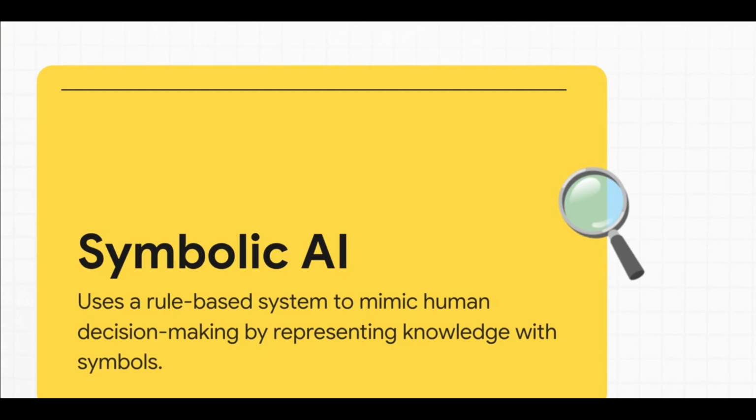Okay, so what is it? For the exam, you've got to remember this key phrase: rule-based system. Symbolic AI is all about creating explicit, human-written rules. It doesn't learn on its own. We have to tell it exactly what to do. You can think of it like a giant flowchart or just a whole bunch of if-then-else statements.